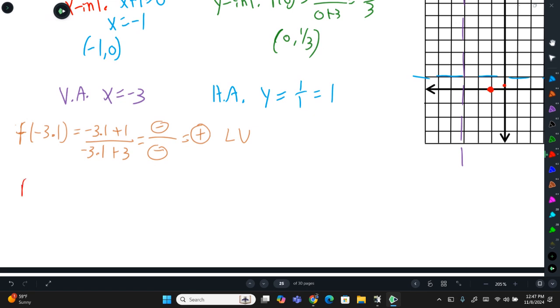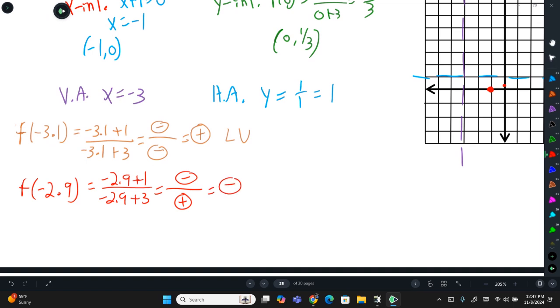Now we're going to do f of negative 2.9, something slightly bigger than negative 3. So negative 2.9 plus 1 over negative 2.9 plus 3. The numerator is still negative, but the denominator is going to be positive, which equals a negative value. So that means the right side is going to go down.